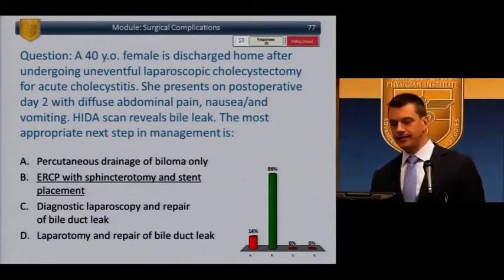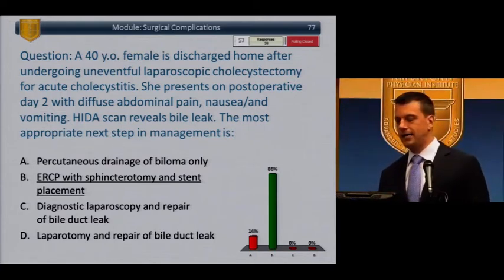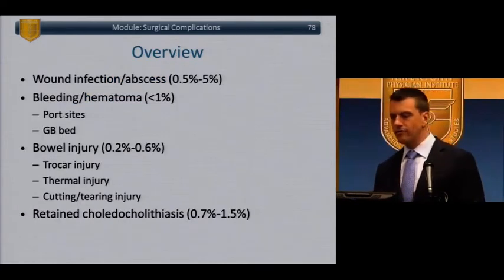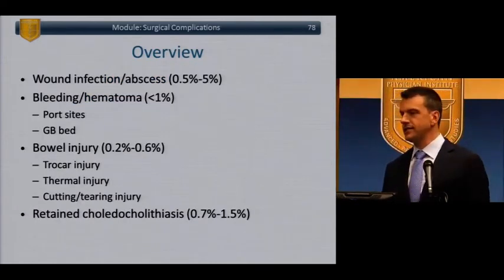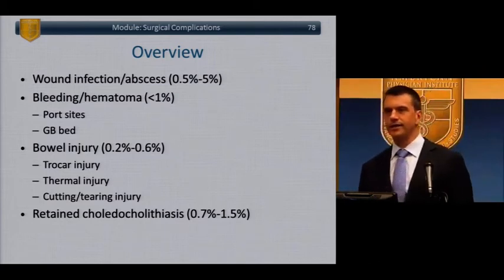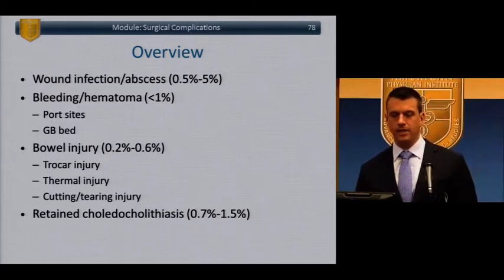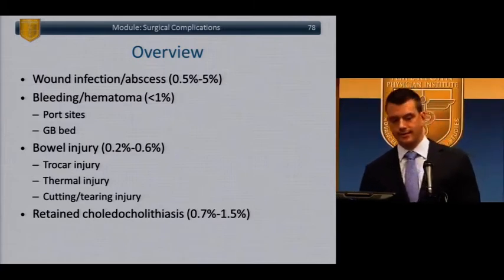That's right. ERCP, sphincterotomy, and stent placement is the first step in taking care of these problems. So an overview: wound infections, this is a clean contaminated case. When you're getting into cholecystitis and others, you might see an increased incidence. Bleeding and hematoma are rare. This can either be from the gallbladder bed or from the port sites.